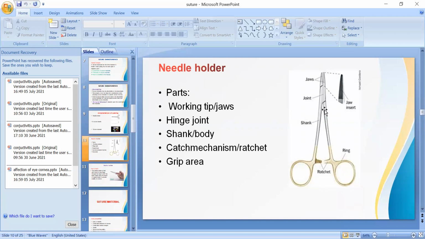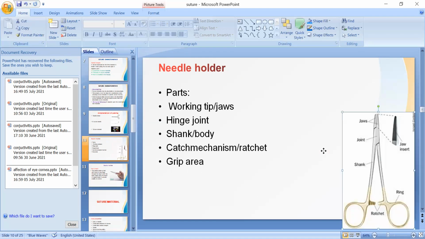Here you can see the parts of the needle holder used during suturing. The needle holder is a very important part of suturing, as its name justifies, it holds the needle. This is the jaws, this one is the joint, this one is the shank, this one is the ratchet, and this one is the ring. These are the parts of the needle holder.